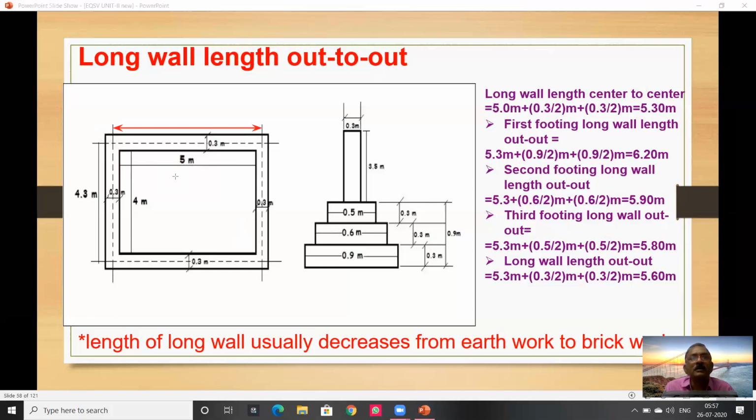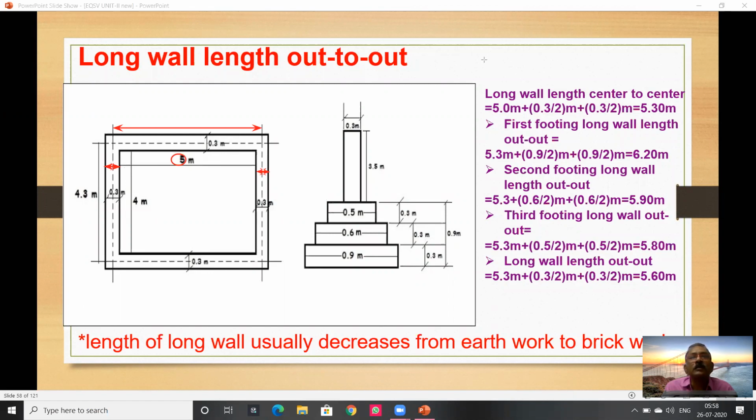How to find the center length of your long wall? Clear dimension, that is the clear length, plus half of the width of this wall, plus half of the width of this wall. So this is 5, and here 0.3 by 2, and 0.3 by 2.